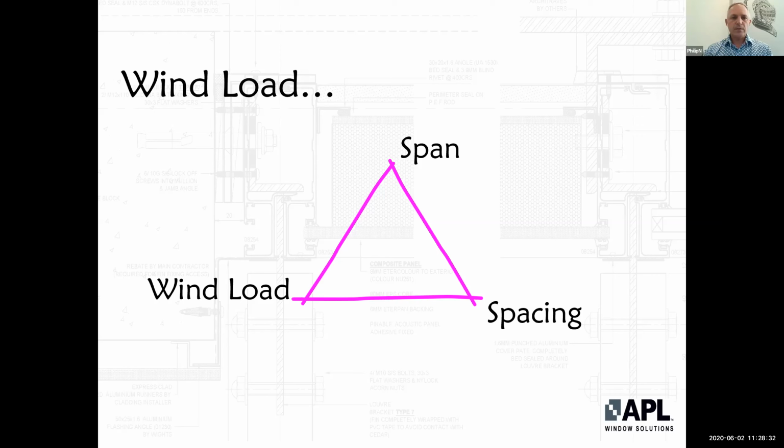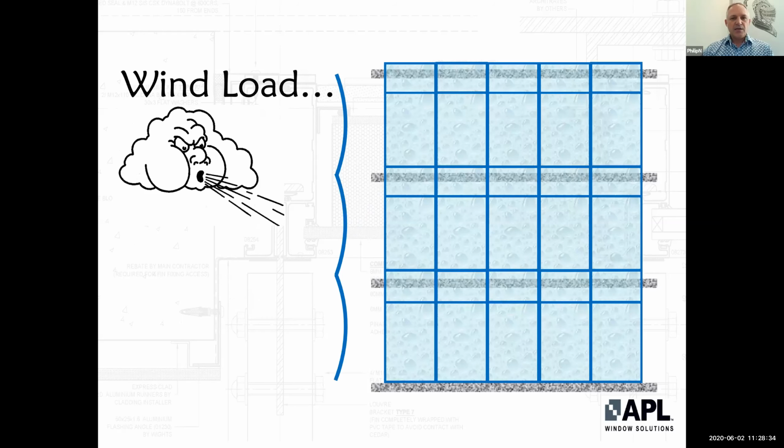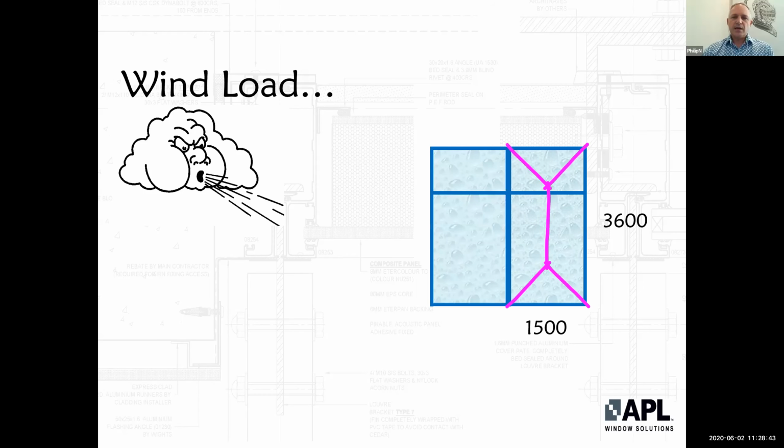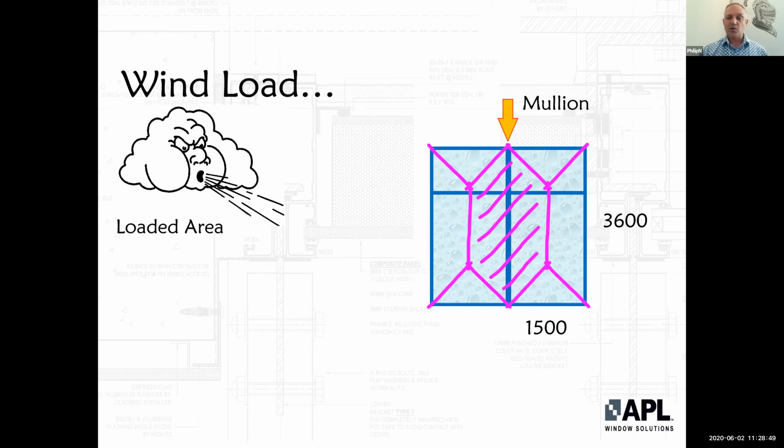So just look at that in isolation. A typical facade system, as I mentioned before, is about 3.6 high by 1500 wide. Now, the graphic here is showing the loaded area on the glass. That's how the wind load hits the facade and is distributed out to the corners of the facade system from the center mullion. That shaded area is what we call the loaded area.